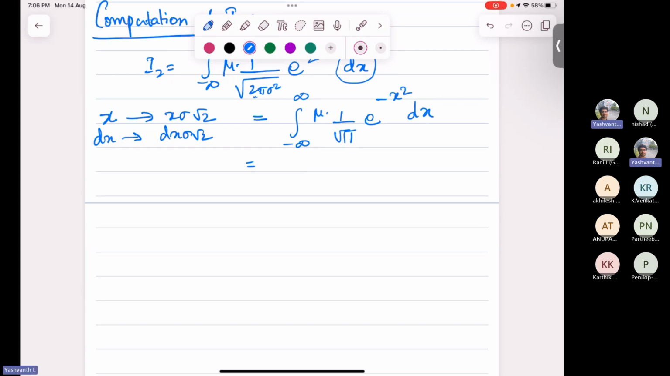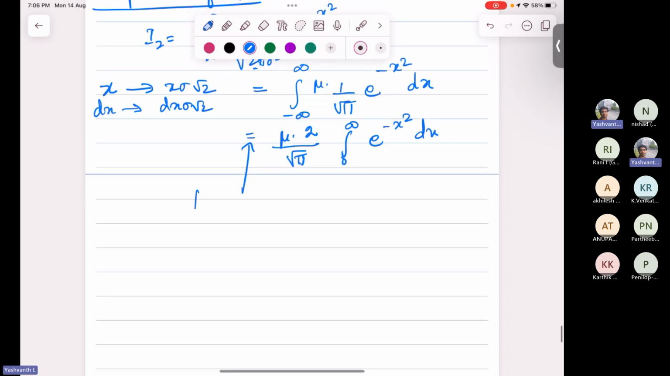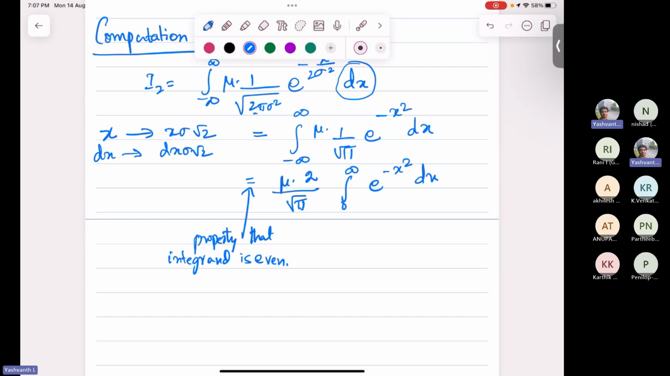This is the same as mu into 2 by root pi, integral 0 to infinity e power minus x square dx, because we use the property that the integrand, that is the function inside the integral, is an even function. So you can just replace minus infinity to plus infinity with 2 times the integral 0 to infinity.